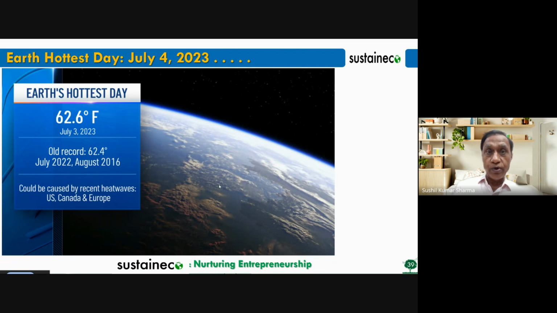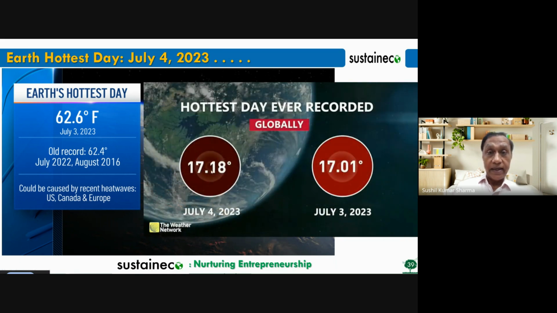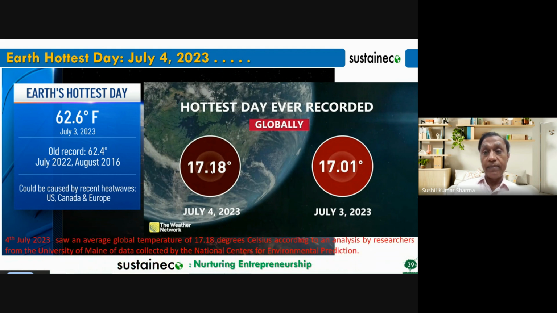Last year, July 4th was recorded as the hottest day on earth. On 3rd July 2023, the hottest temperature till that day was 17.01 degrees centigrade, global average temperature. Very next day on July 4th, it increased by 0.17 degrees centigrade and became 17.18 degrees centigrade. So nature is behaving most unpredictably.